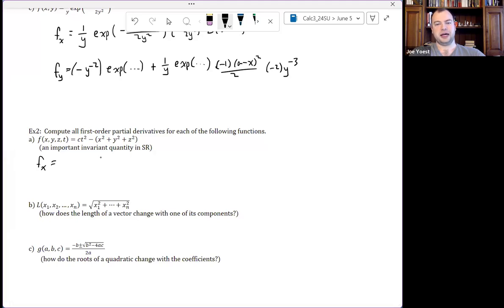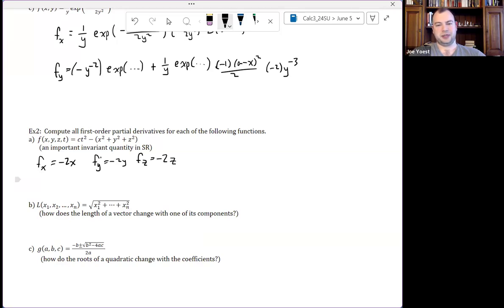So for instance, the f dx is going to be, well, ct squared from the perspective of x is just a constant. It differentiates off to 0. I have a minus x squared term that differentiates to a minus 2x. I also have a minus y squared term and a minus z squared term. Again, from the perspective of x, they're both constants. They differentiate to 0. We can also see there's a lot of symmetry here. Y and z behave just the same way. So obviously, the partial f with respect to y is going to be -2y, and with respect to z, -2z.